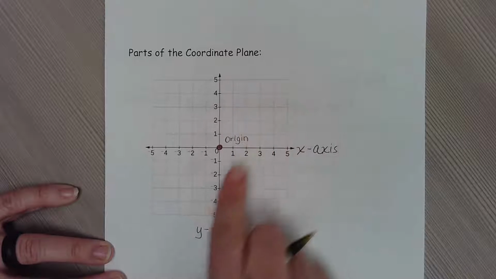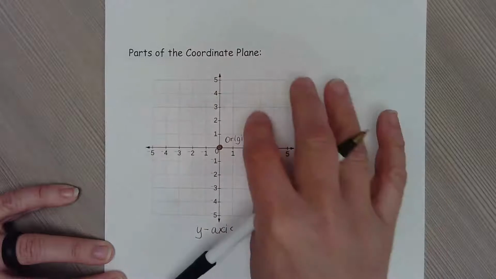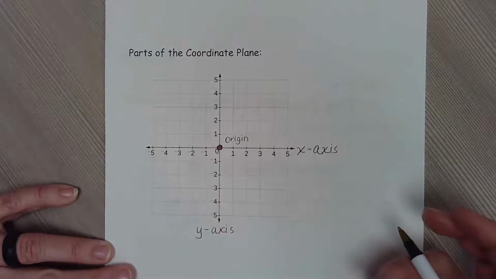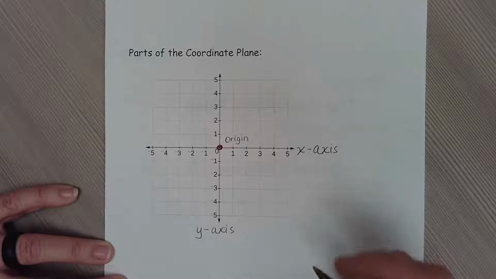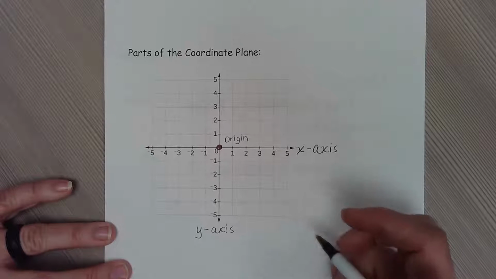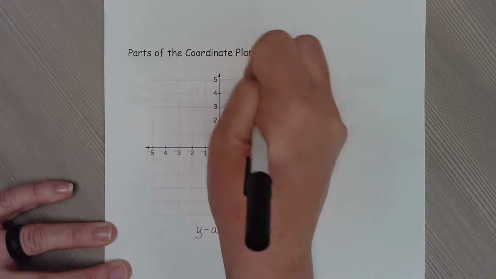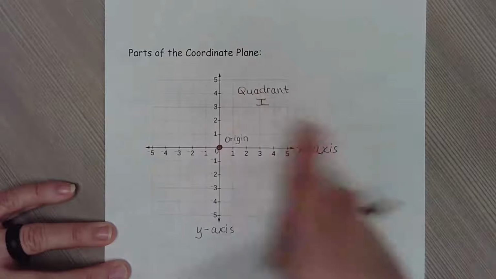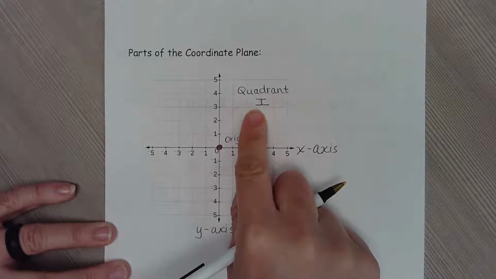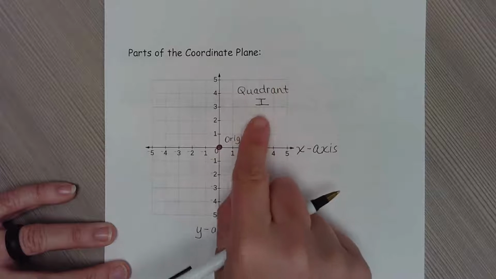Now, what happens because these two lines intersect, it breaks up this graph into 4 sections, and these sections are called quadrants. Okay, and they each have a specific number that is associated with them. This quadrant right here is quadrant 1. And for whatever reason, they use Roman numerals when naming the quadrants. So a capital I is a Roman numeral for 1.